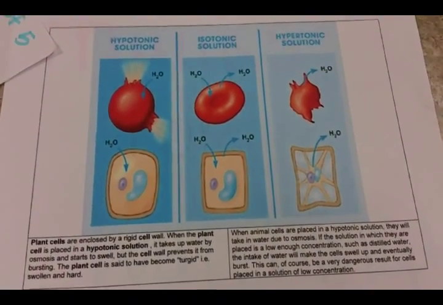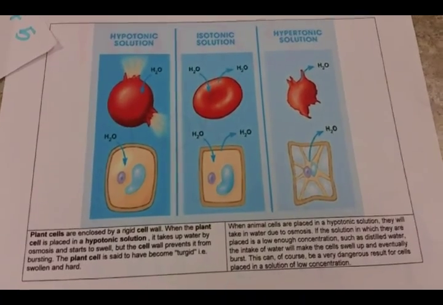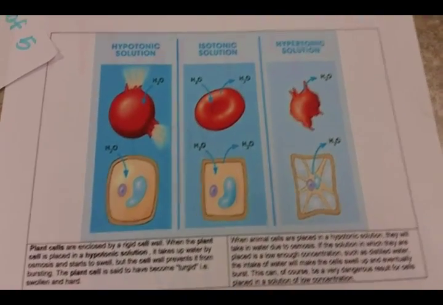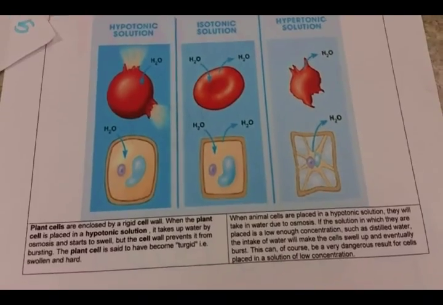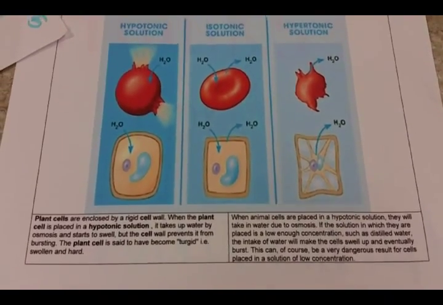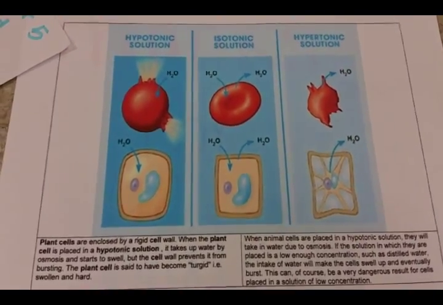In a hypotonic solution, plant cells will take up water, but the cell wall will prevent it from bursting and the cell will become turgid. Animal cells, in contrast, will eventually burst because the cell is taking up so much water.